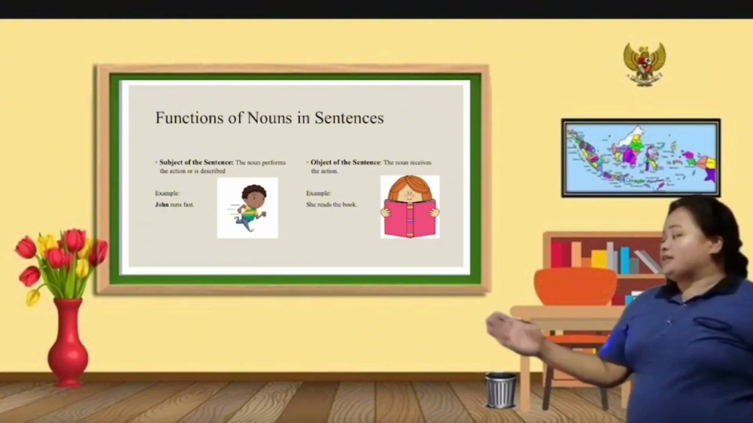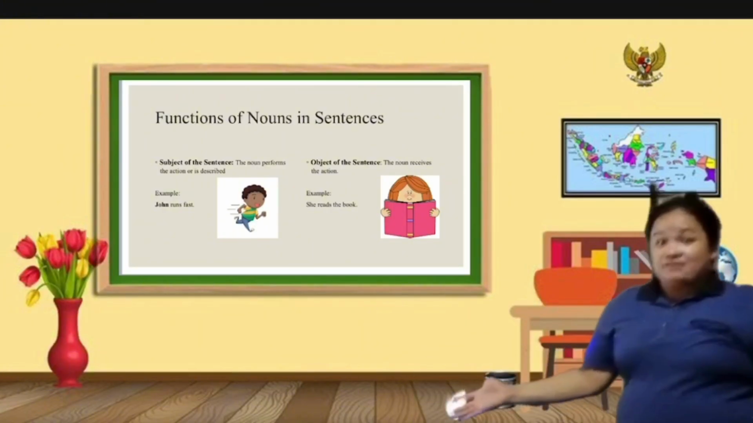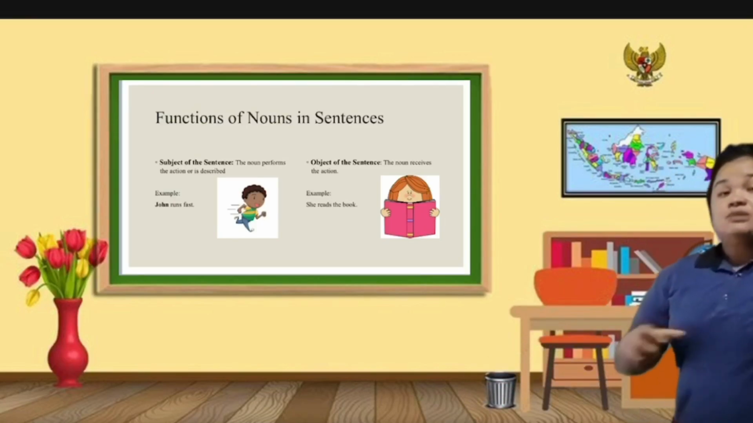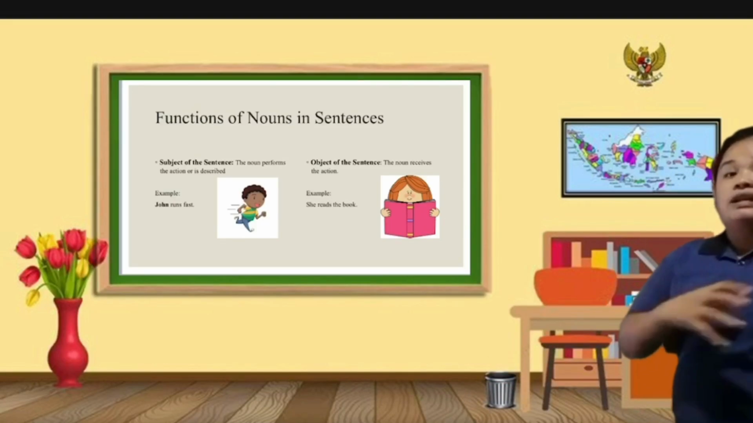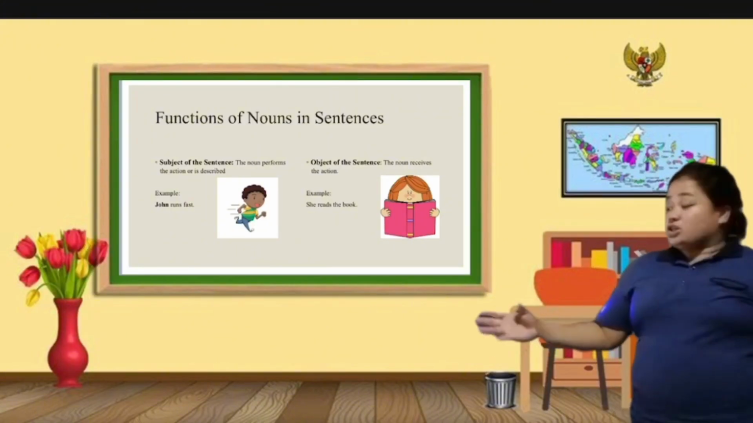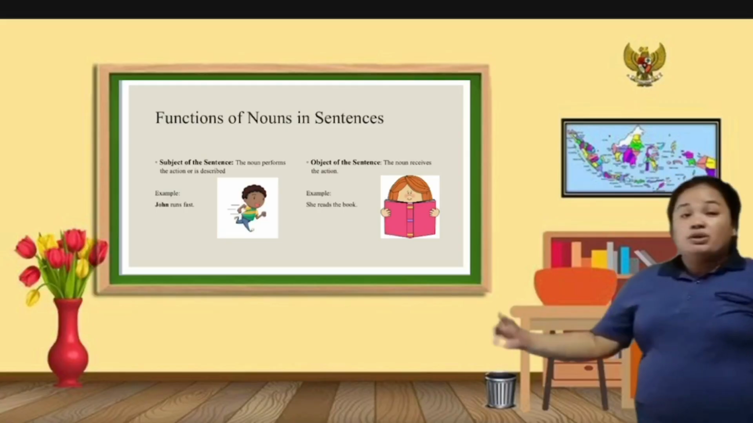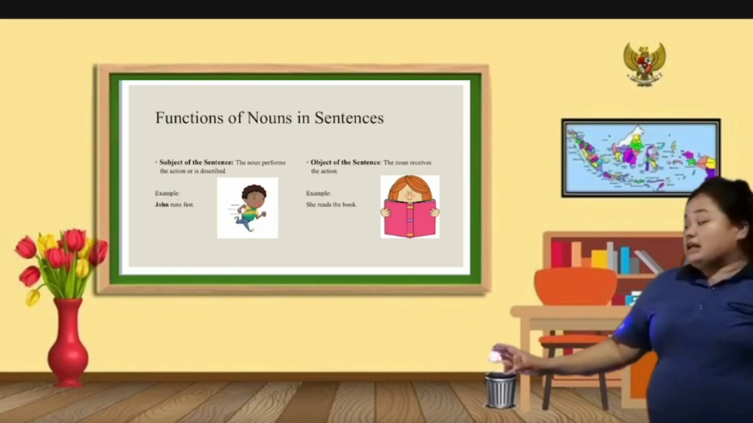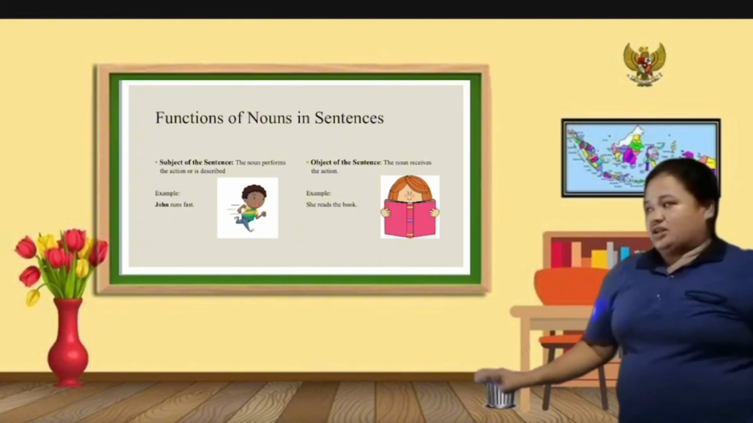How about nouns being the object of the sentence? Noun as an object of the sentence. The noun receives the action. So meaning, it's the noun that is being described or the one receiving the action. So for example, she reads the book. So she is the one reading the book. So the noun is the one who received the action.